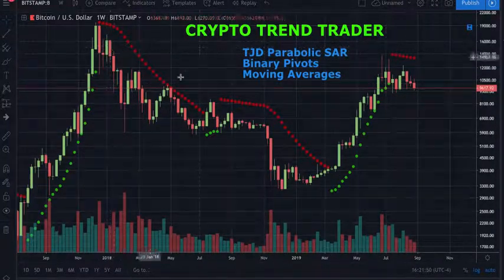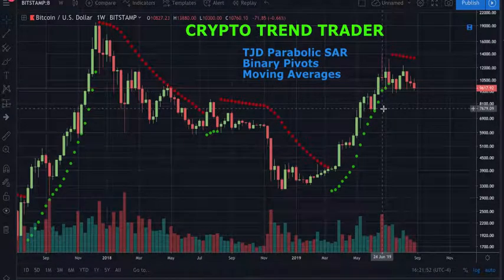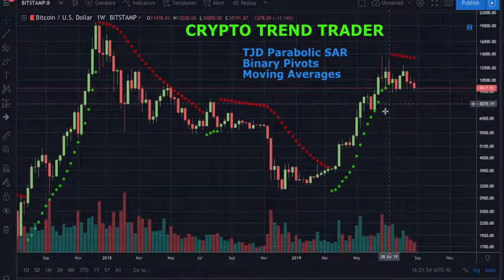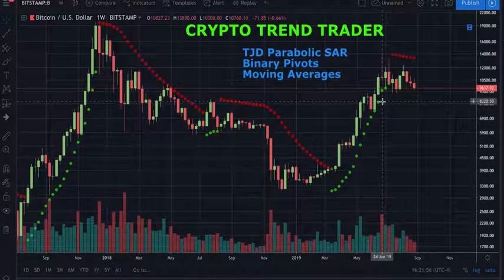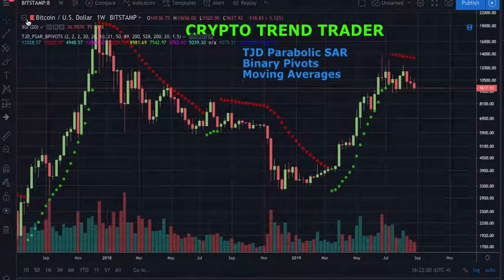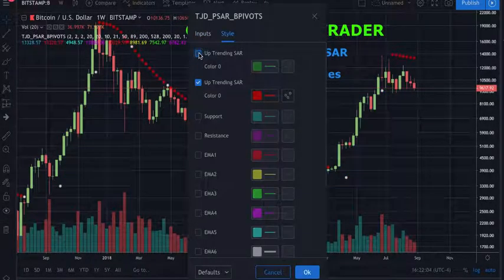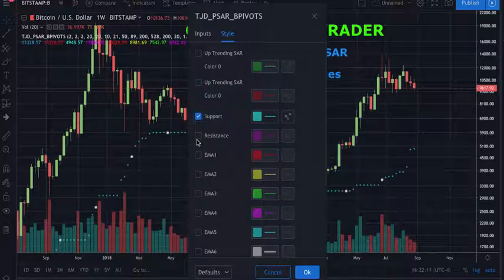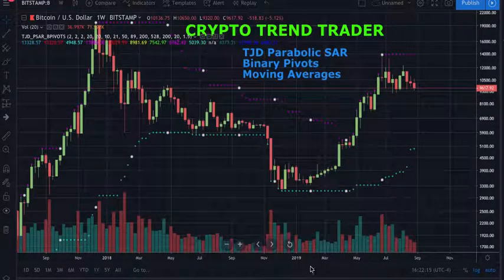So that's the parabolic SAR, and that's basically how it can show you trending moves. And essentially, if you can get on the right side of a trend, you can ride these things for weeks, months, even years. Alright, so now we're going to switch back over, and I'm going to turn off the uptrending and the support and resistance SAR, and then now we're going to turn on the binary pivots, and we'll go back and check those out.